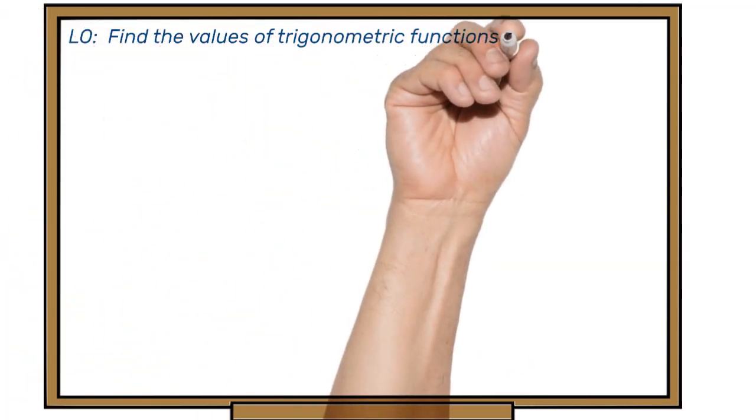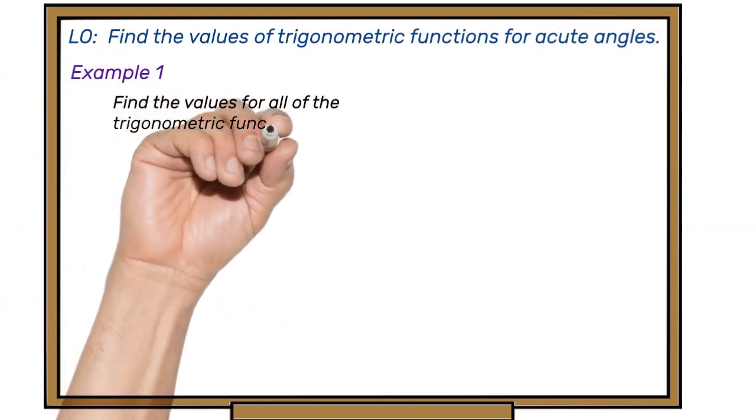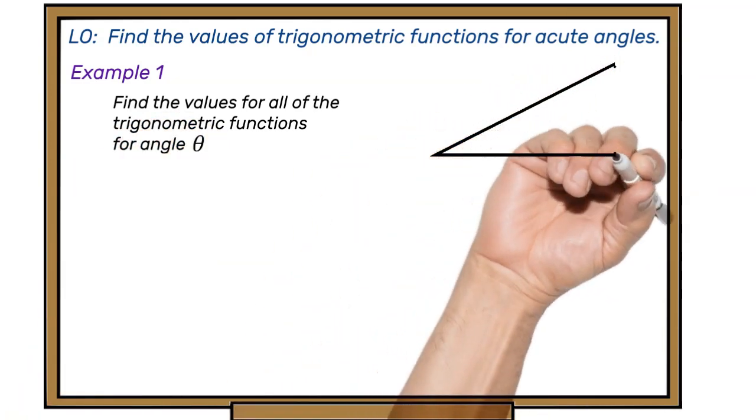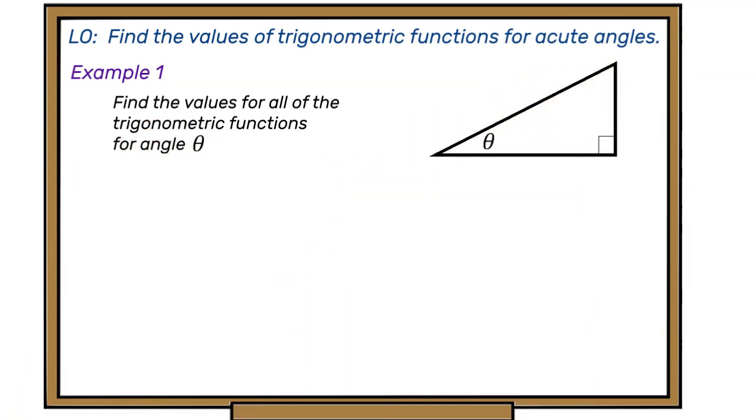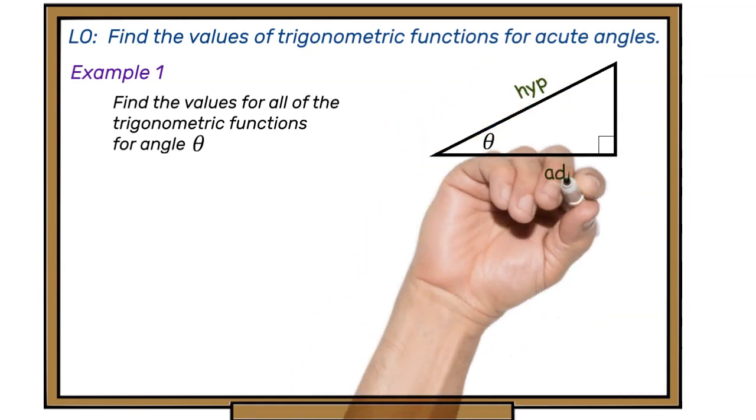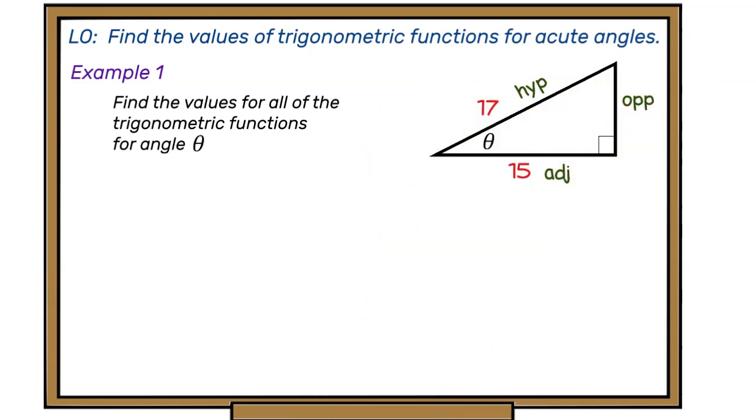So let's look at an example. Example 1. Find the value for all of the trigonometric functions for angle theta. So draw the triangle and label the sides: hypotenuse, adjacent, and opposite. So write in any values that you know.